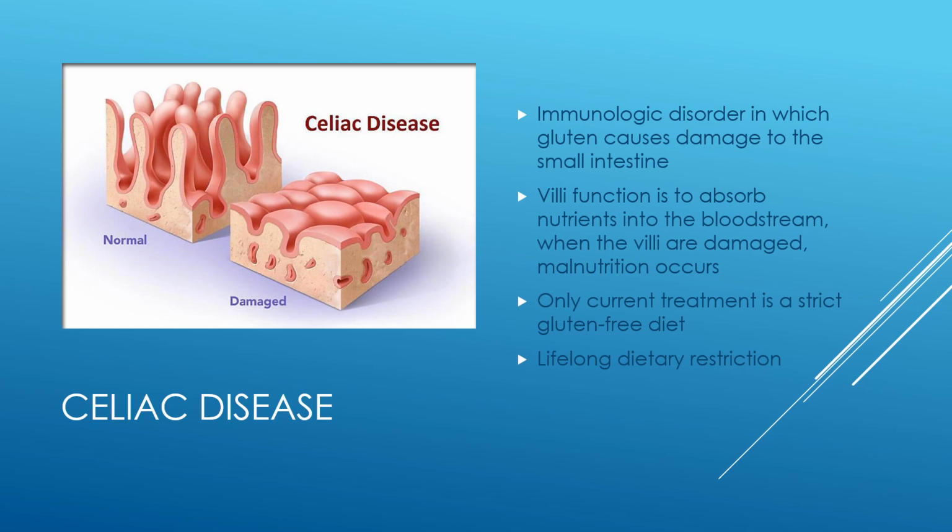So you can see there on the picture, we have normal villi that are nice and tall and fluffy. The damaged villi are flat, which has a lot less surface area to absorb those nutrients and the food. The only current treatment right now is a strict gluten-free diet. We have to educate to adhere to that diet so that those villi can heal and function more normally. This is a lifelong dietary restriction because even the smallest amount of gluten introduced back could cause damage again to those villi.